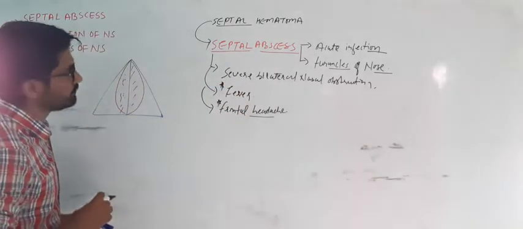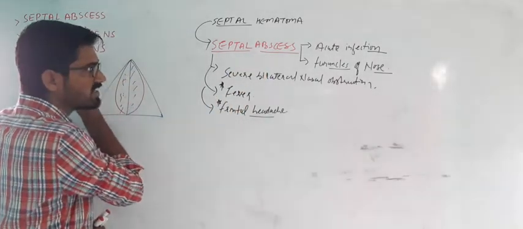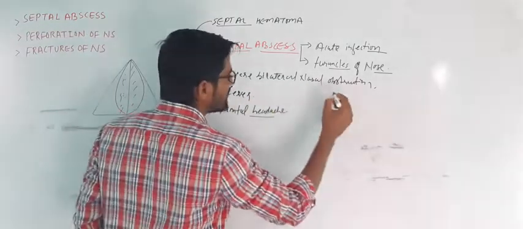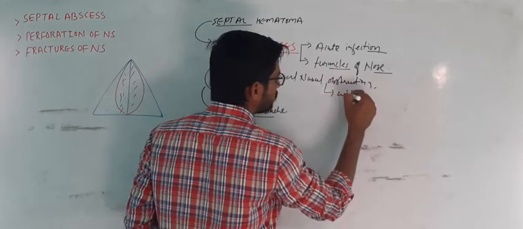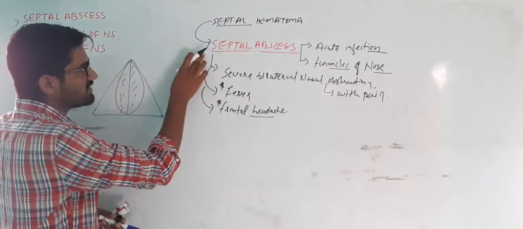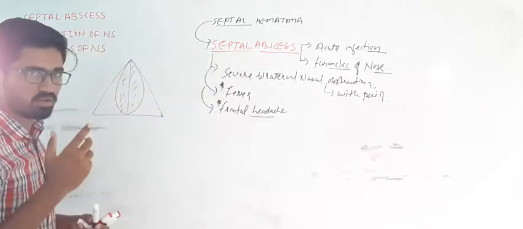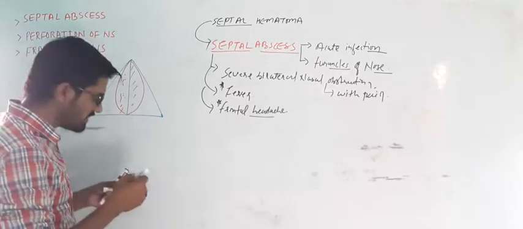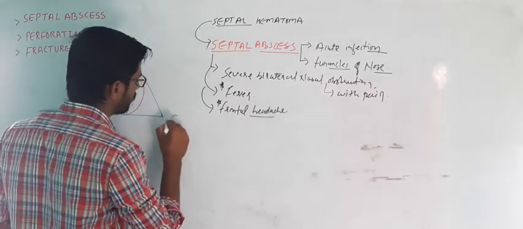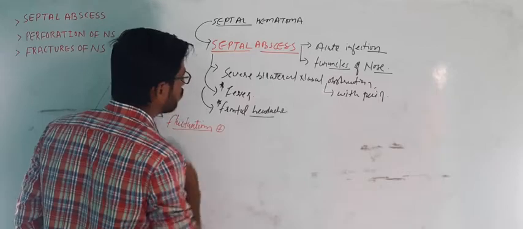In a septal abscess, these are all the clinical features: severe bilateral nasal obstruction with pain. The patient complains about pain. There is swelling, and fluctuation can be seen. The fluctuation test can be positive.